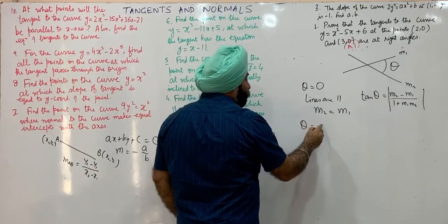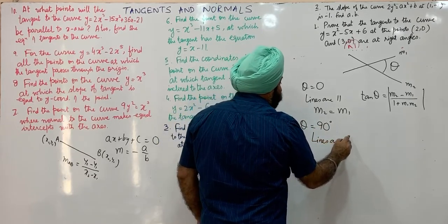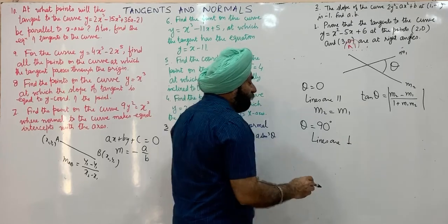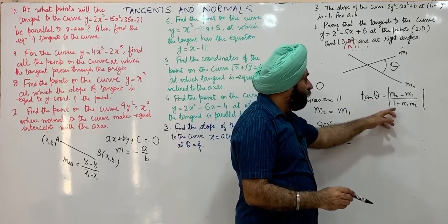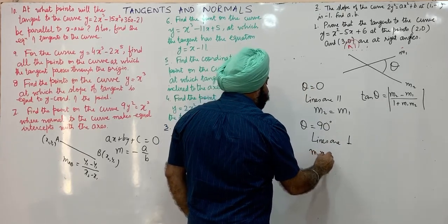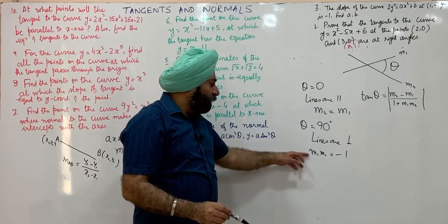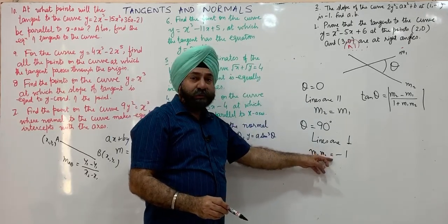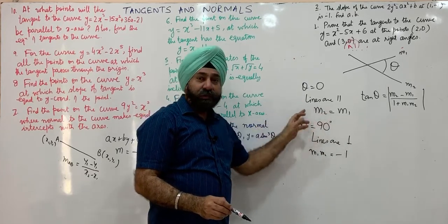In case theta is 90 degrees, that means lines are perpendicular, and in that case this will be tan 90. Tan 90 is infinity, that means the denominator is 0. That's m1 into m2 is equal to minus 1. So for perpendicular lines, the product of their slopes is minus 1, and for parallel lines the slopes are equal.